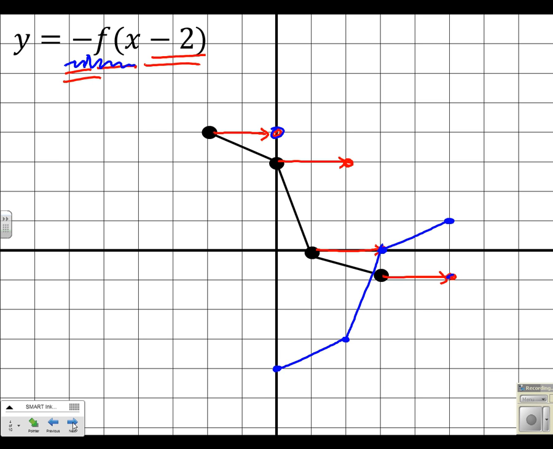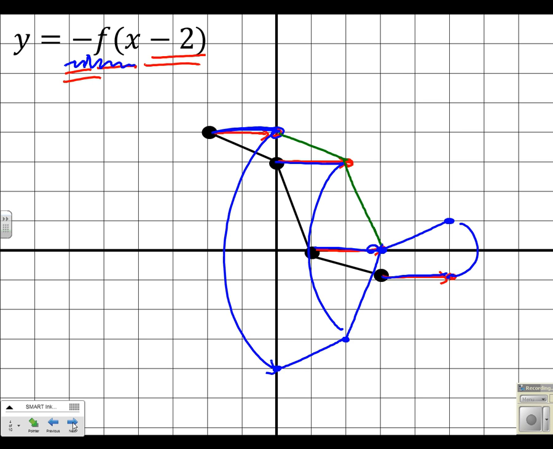So there is our new point. Follow this point: to the right 2, upside down; to the right 2, upside down; to the right 2, upside down; and to the right 2, upside down. There is our new function. So the new function, I'll draw that one in green, is this guy to this guy.